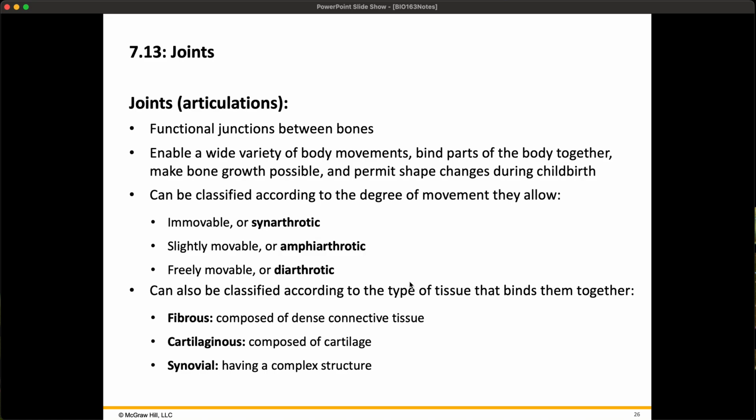We can also talk about the structures that bind them together. So instead of just the functional movement, we can look at the actual connective tissue that's holding them together. Fibrous are dense connective tissue. These tend to be synarthrotic joints. Cartilaginous joints, we're going to look at those that are composed of cartilage. These are your amphiarthrotic. And then synovial joints, which again are the ones you mostly think about, are diarthrotic joints. They have a much more complex structure, but it's that complex structure that really allows for a lot of movement in between them.